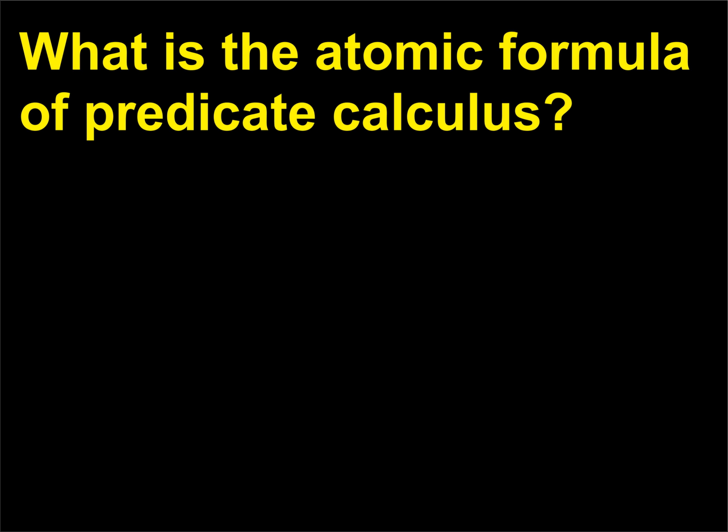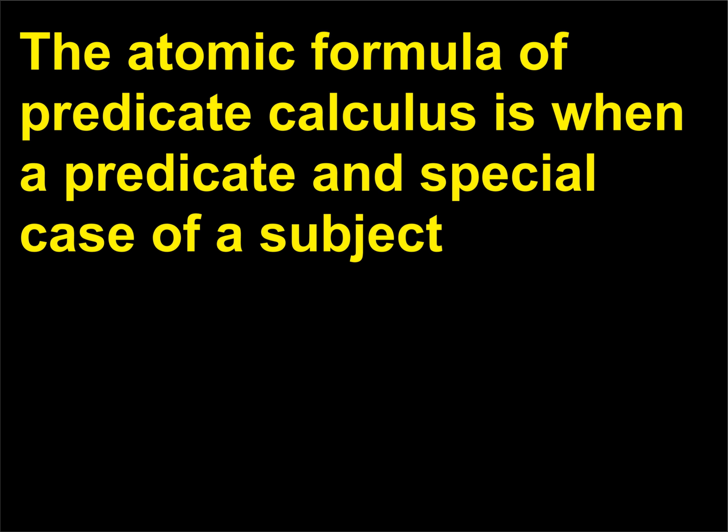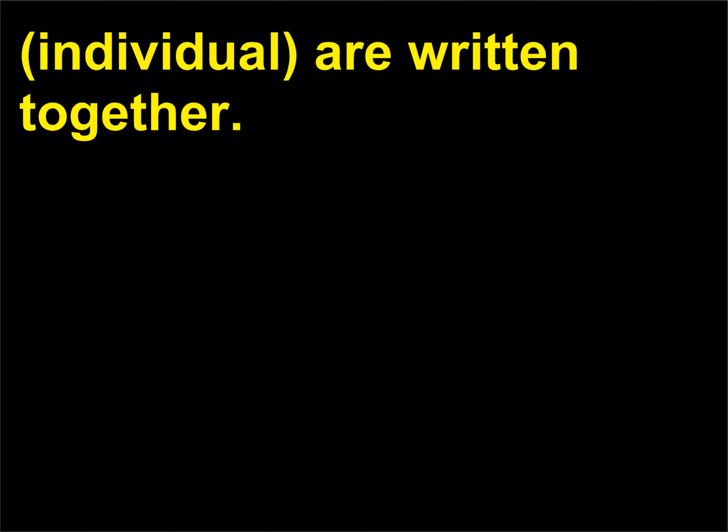What is the atomic formula of predicate calculus? The atomic formula of predicate calculus is when a predicate and special case of a subject, individual, are written together.